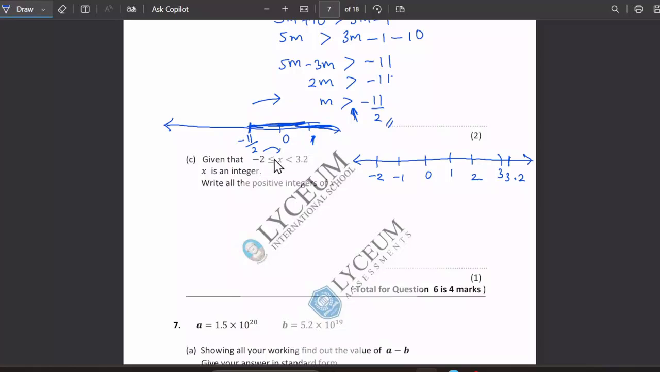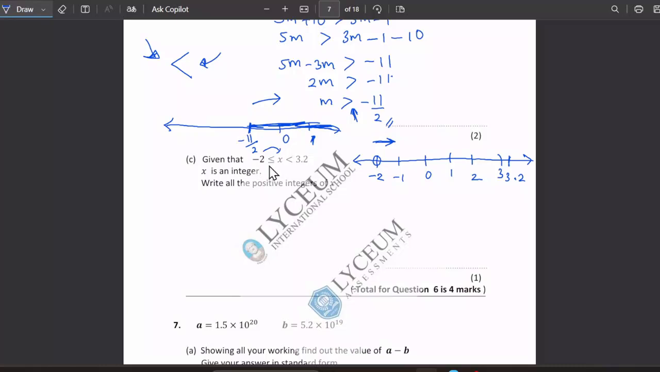X is on the greater side. Greater means this side. Okay. The mouth is open on the greater side. Mouth is closed on the lesser side. Okay. So on the x side, the mouth is open. So x is greater than minus 2. So greater numbers are there, starting from here till infinity. Okay. So this side we should color.